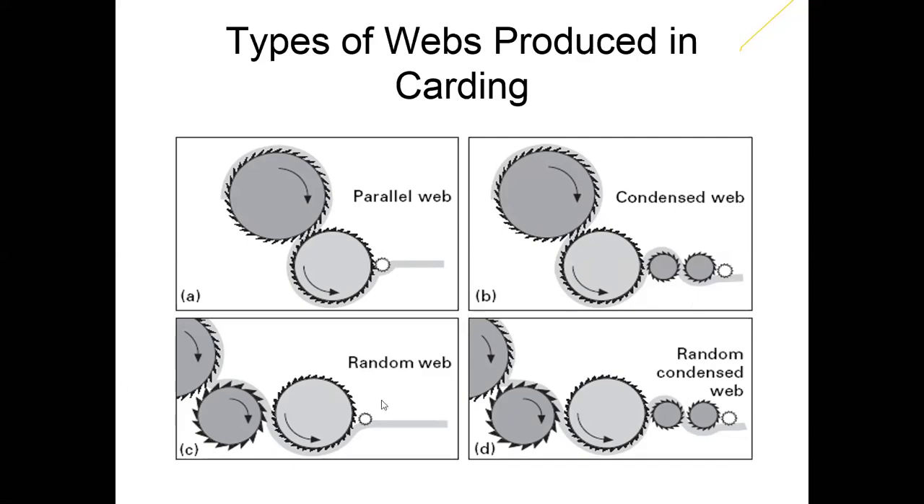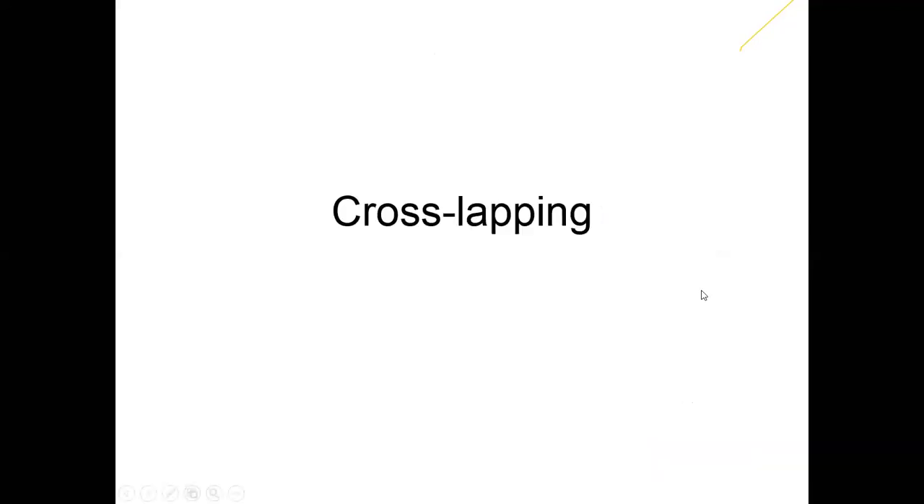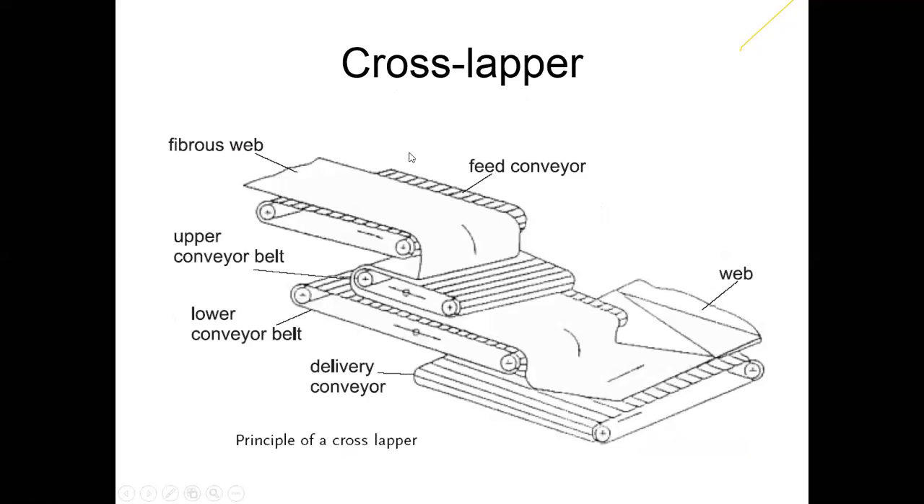And further, we have random web. So the fibers which are coming out of the carding machine, with the help of random rollers, we are changing the direction of fibers. So here are the random condensed web, and random rollers are there. So they are changing the direction of fibers. Cross-lapping process.